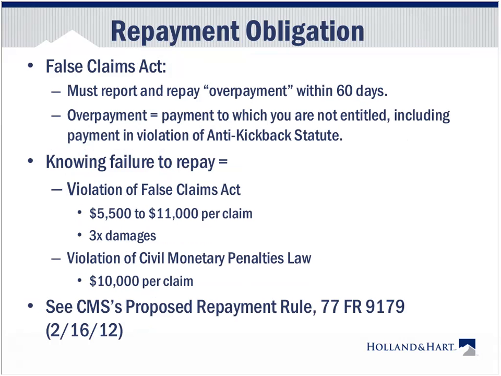So, repayment obligation. You've got to report and repay overpayment within 60 days under the False Claims Act. And an overpayment is any payment to which you're not entitled, including a payment in violation of the anti-kickback statute. For a knowing failure to repay, the violation is going to be $5,500 to $11,000 per claim, and then treble damages. And then a violation of the civil monetary penalties law is $10,000 per claim. So it adds up.